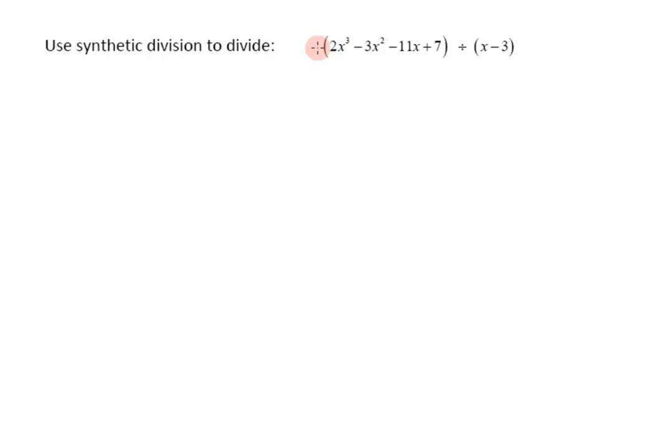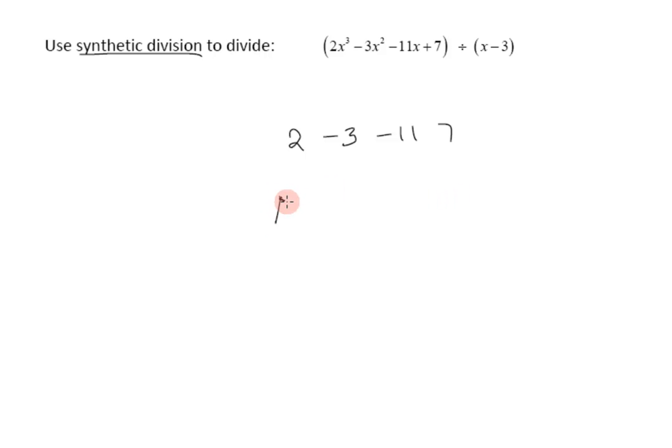Alright, we're going to repeat this division, but we're going to do it by synthetic division, which is a little bit different. We're going to concentrate on using the coefficients of this polynomial here, and then we'll talk about the zero of this polynomial. So what I like to do is I write the coefficients of this polynomial out: 2, -3, -11, 7. Notice I'm taking the signs with them, positive and negative.